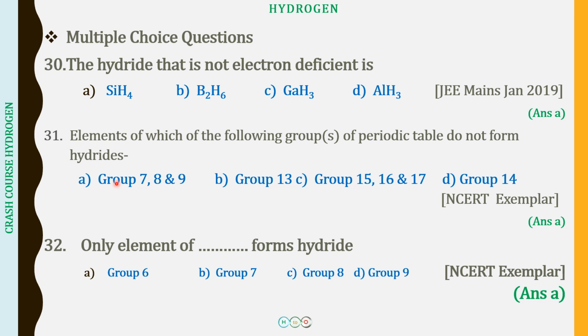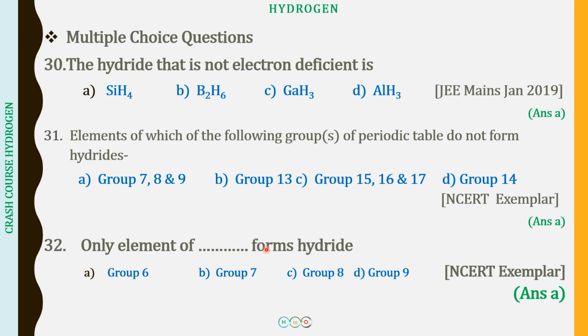Group 1 to group 6, we are having hydrides. Then from 10 to 17, we will be having hydrides. Okay, group 13 forms electron deficient hydrides, 15, 16, 17 electron rich hydrides, and group 14 electron precise hydrides. So groups 7, 8, 9, please do remember as the hydride gap. No hydrides being formed, and therefore the choice is going to be the A choice. NCERT exemplar question.